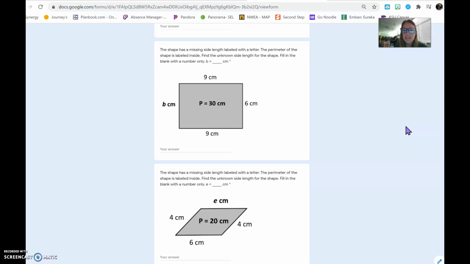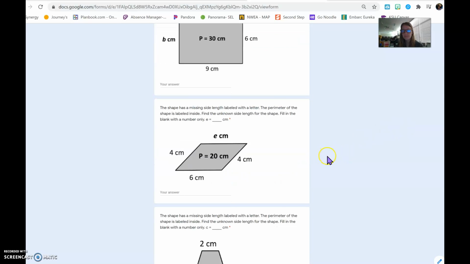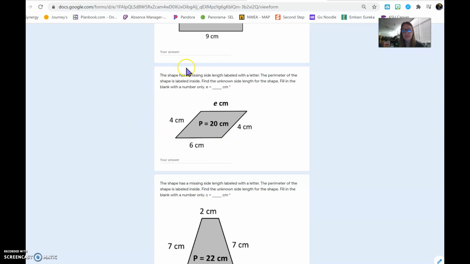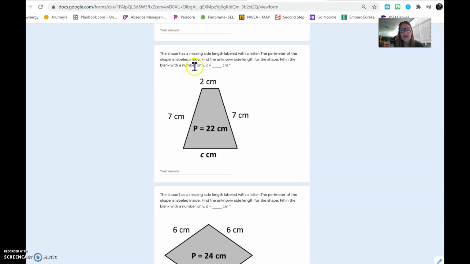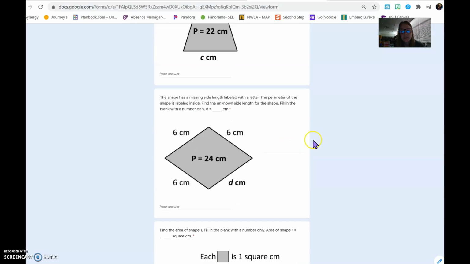The shape has a missing side length labeled with a letter. The perimeter of the shape is labeled inside. Find the unknown side length for the shape. Fill in the blank with a number only. B equals blank centimeters. You're doing the same thing for this one, but you're going to tell me E equals how many centimeters this time. And C equals how many centimeters. D equals how many centimeters?